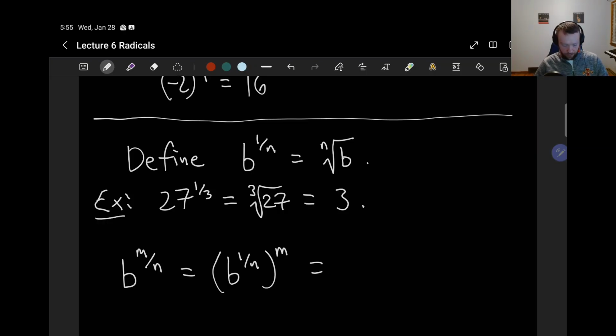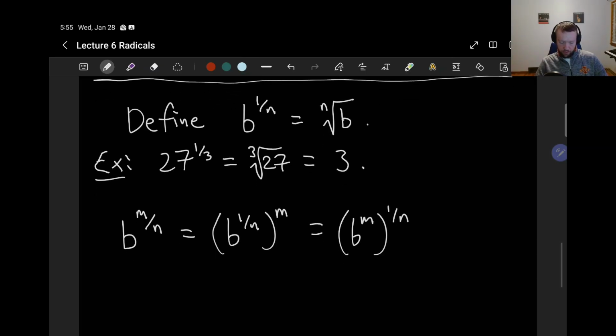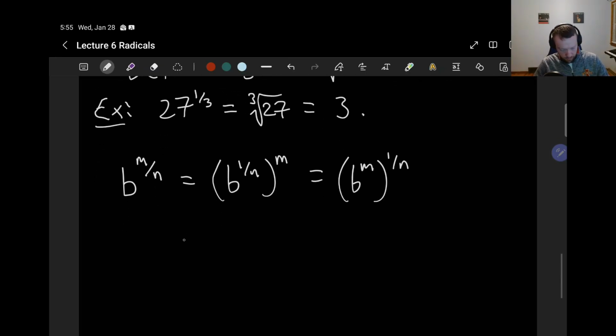But there's actually something else I can do. Notice that I can just as well do this. Switch the positions of M and 1 over N, and the same rule works. So these are both valid. And now I'm just going to rewrite these in terms of roots. That's the nth root of B, then taken to the M power. Right, these are connected.